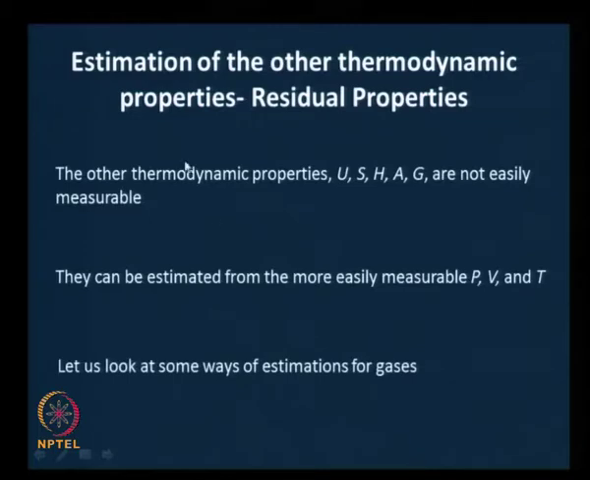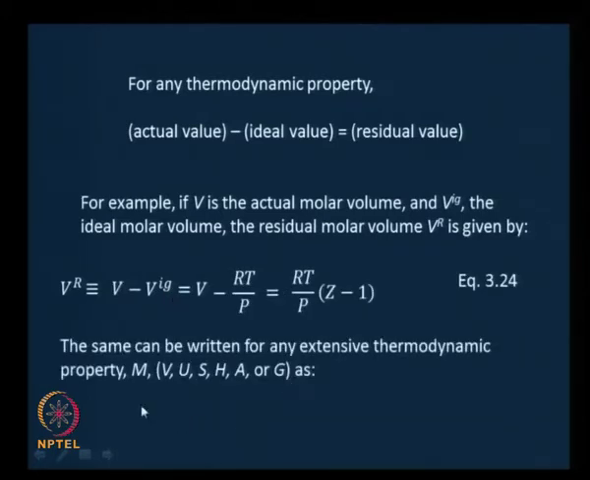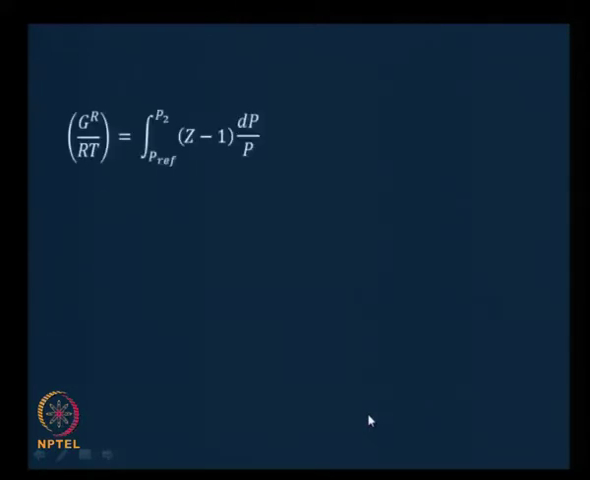We could use something called residual properties to estimate other thermodynamic properties that are not easily measurable, and the residual properties are nothing but the difference between the actual value and the ideal value. VR, the residual, equals V actual minus V ideal gas, and you could write the residual property for any extensive property, U, S, H, G or V, and these are the expressions that we derived after lengthy derivations.